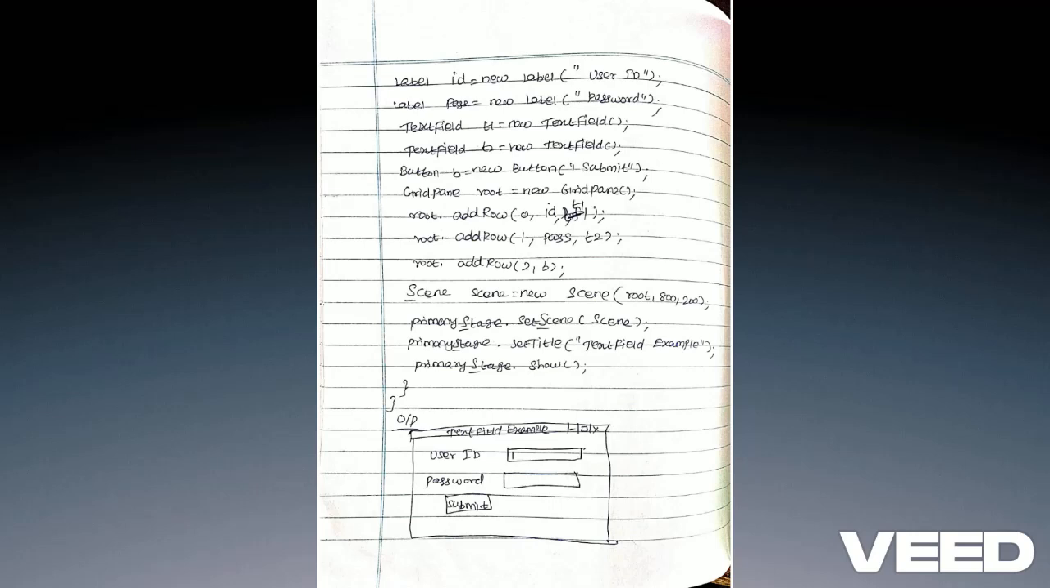In the third row, we are adding the button. After that, we are creating the stage and creating the scene. Then primaryStage.show, and the output will be like this.